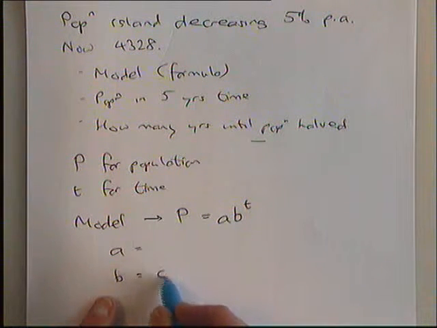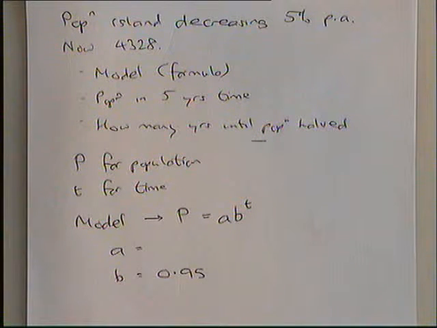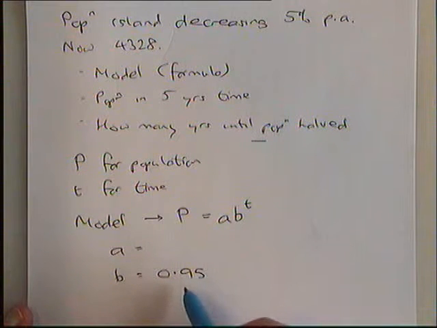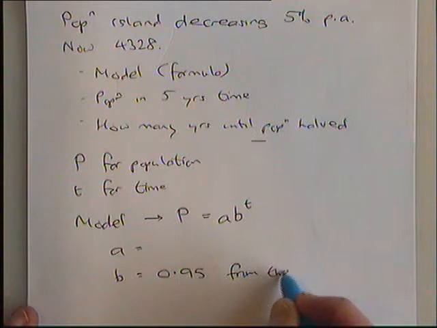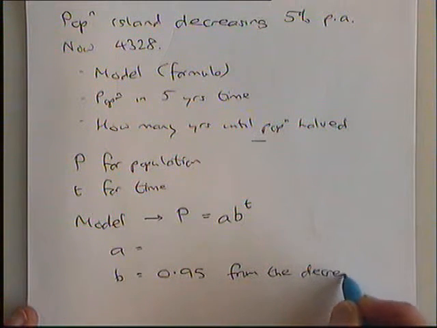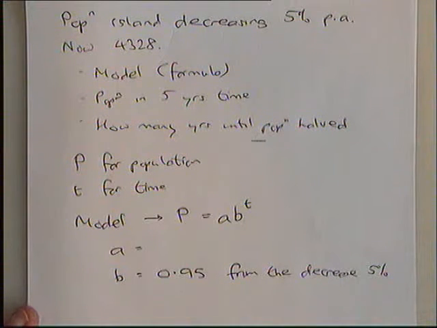So B is 0.95. That's because if you're decreasing by 5%, you'd have 95% left. So you always think if you're decreasing, what have you still got? 95%. Change it into a decimal, 0.95. So that has come from the decrease of 5%. That's where that's come from. Right, can you tell me what the A is?